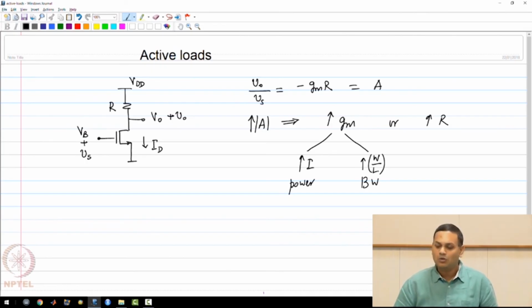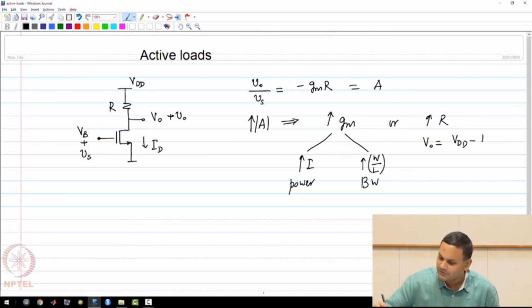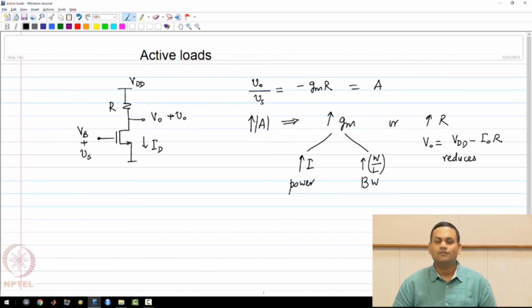If I increase R, suppose I keep the current consumption constant and width and length of the transistor constant. What I find is that VO, the DC value, is VDD minus I naught R. So if I keep increasing the value of resistance, this keeps reducing. So the DC voltage at the drain of the transistor keeps reducing, whereas the VB stays constant because the current is constant.